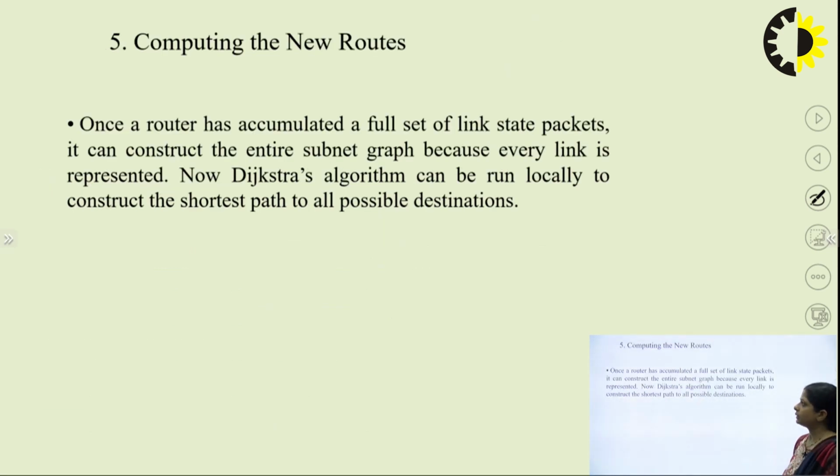The last step is computing new routes, right. Once the router has accumulated a full set of link state packets, it can construct the entire subnet graph because every link is represented. Now, Dijkstra's algorithm can be run locally to construct the shortest path to all possible destinations, as we have seen in the beginning of the lecture, right.